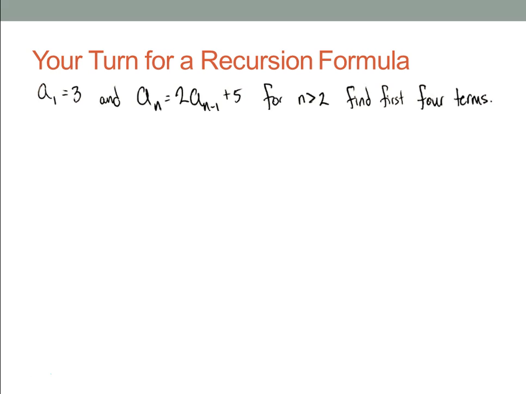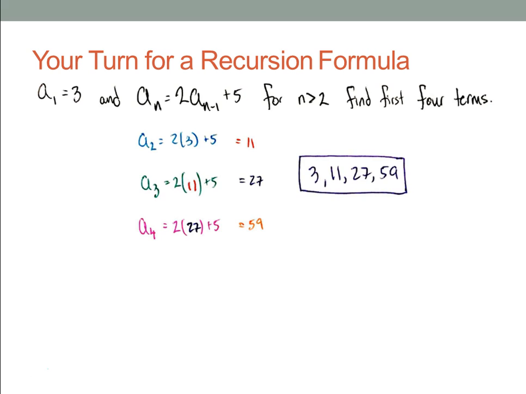And we're back. All right, so if you got these as your next 3 terms, then the first 4 terms are 3, 11, 27, and 59. Excellent.